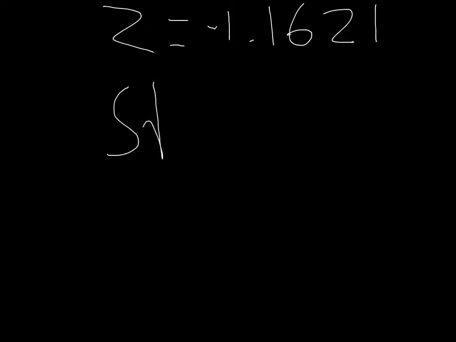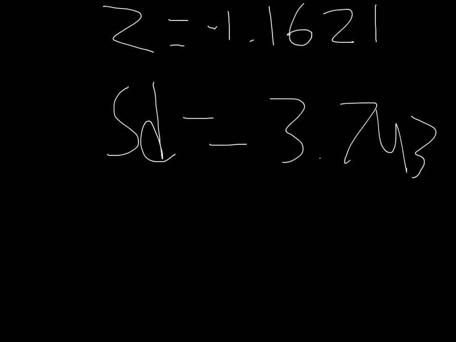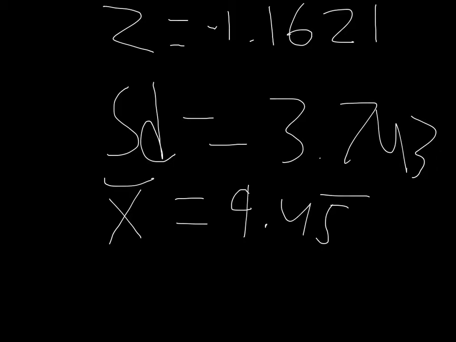Alright, and so, finally, just to write that out, the z will equal negative 1.1621. Your standard deviation, or SD, will equal 3.743. And finally, your mean, or x with the line over it, will be 9.45 repeating. That is your answer.